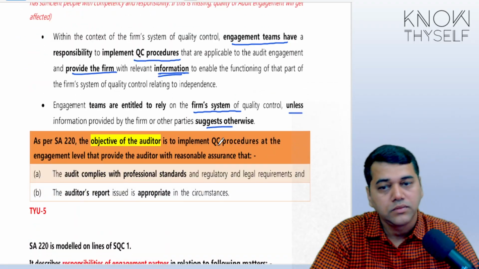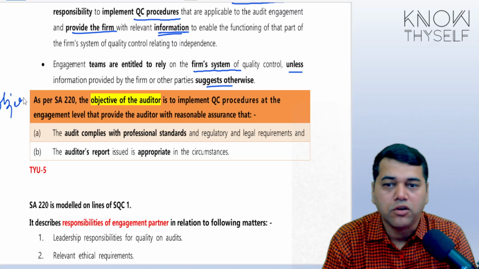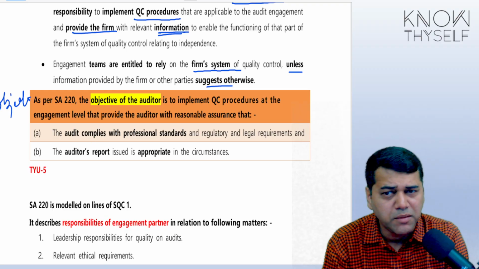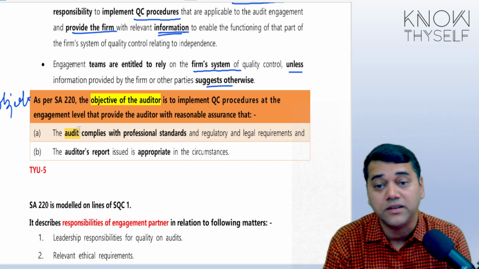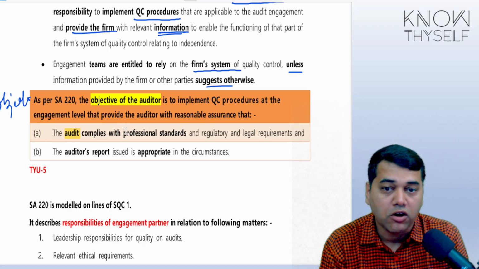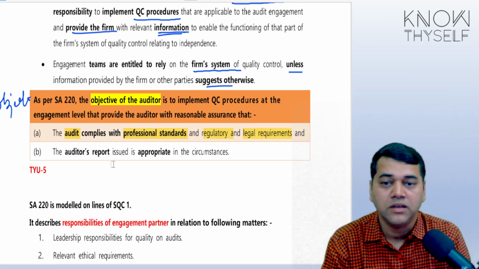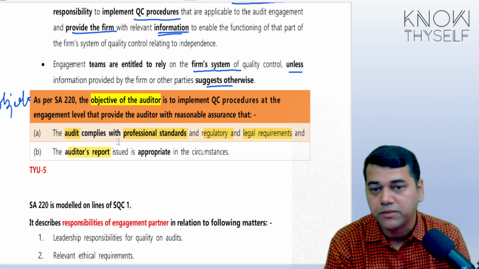Okay, so the first question comes: what is the objective of SA 220? As we discussed, since it is a replica, there is the same objective. There it is the firm and its personnel; the firm complies with the professional standards. Here it is the audit that complies with the professional standards, regulatory and legal requirements, and the auditor's report. There it is the firm's report, any report, because there are four types of report you could have issued.